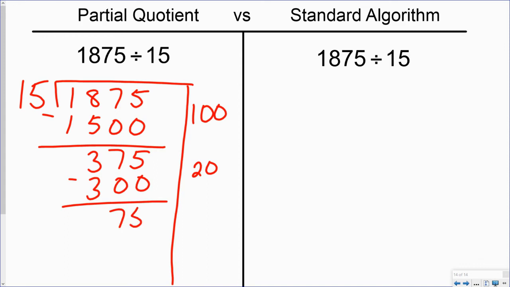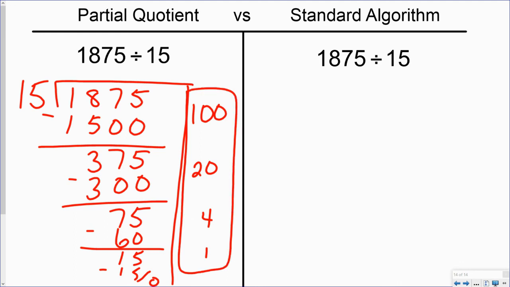Subtract, gives me 75 left. And then that would go in there roughly about 4 times, 60. Give me 15 left, so I can go in there one more time. Subtract 15. And I would have 0 left over. So again, I add up these numbers, and that gives me a total of 125. So again, I'm going to do the same thing on the other side. Set it up exactly the same way.